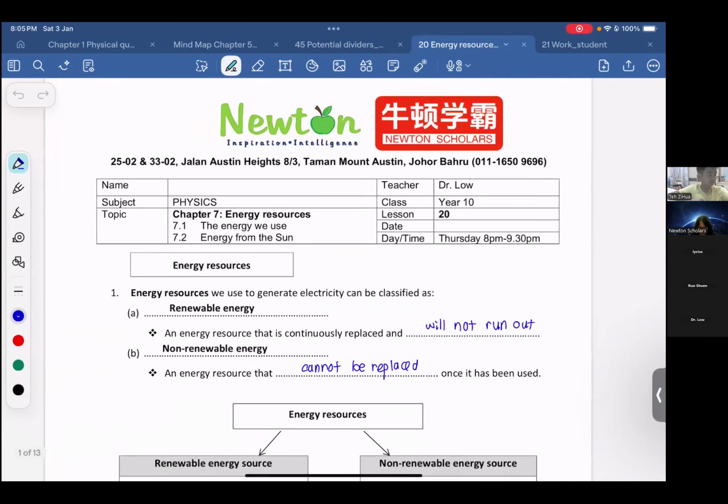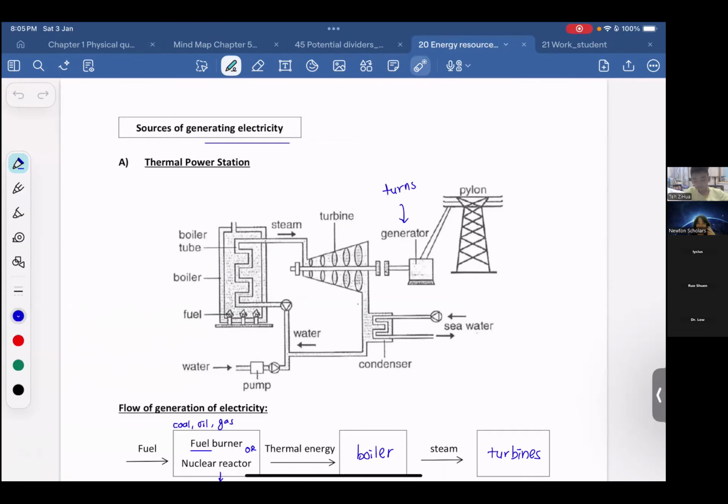How we generate electricity is we turn the turbine, then the turbine is connected to the generator to turn the generator. Why does turning the generator generate electricity? This one we will learn in year 11. So right now our task is to think how we turn the generator.